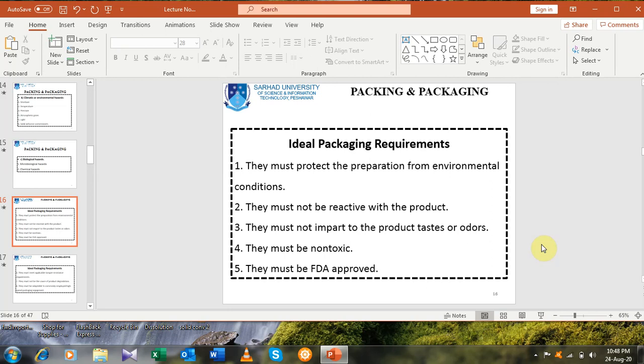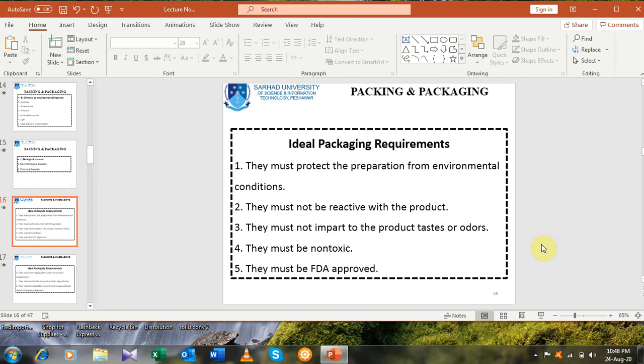They must be non-reactive with the product. If we have selected a package and it is reactive with the product, it means that the product will be deteriorated and its stability will be affected. That's why we select packages with the property that they are not reactive with the product or the contents of the formulation.